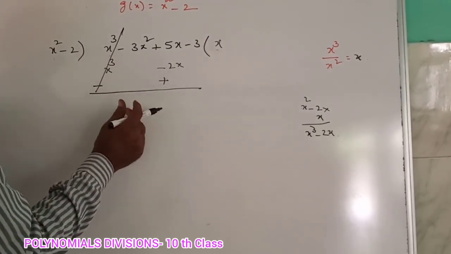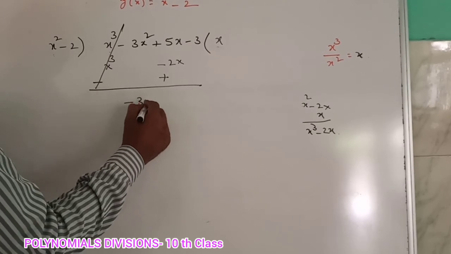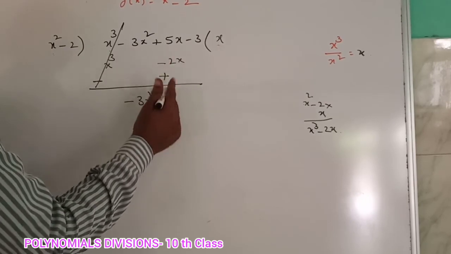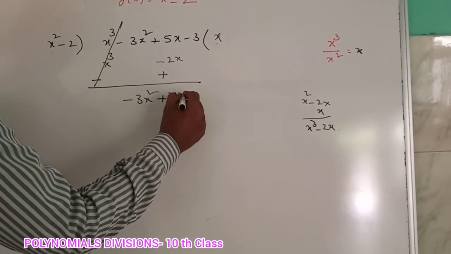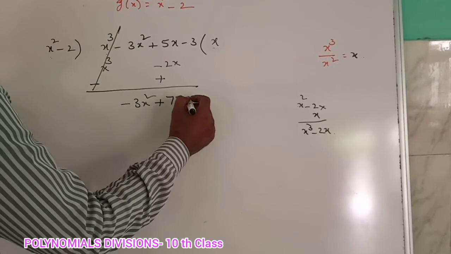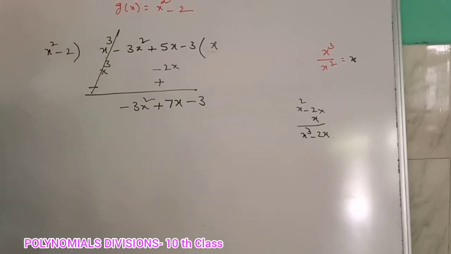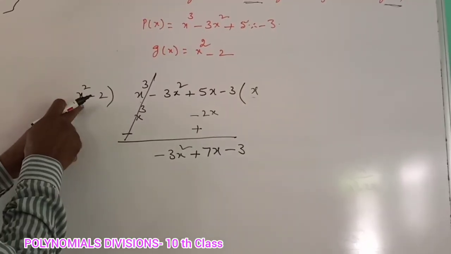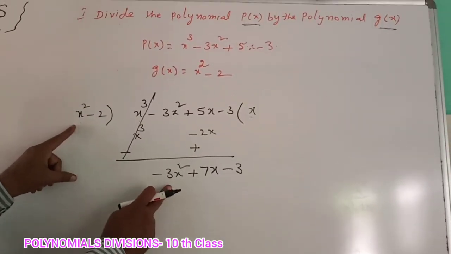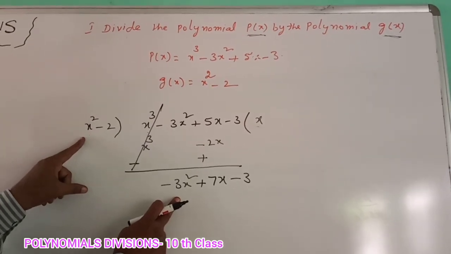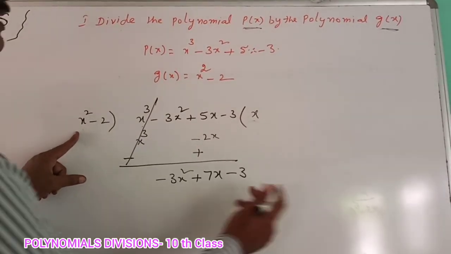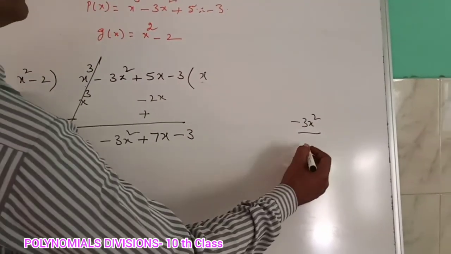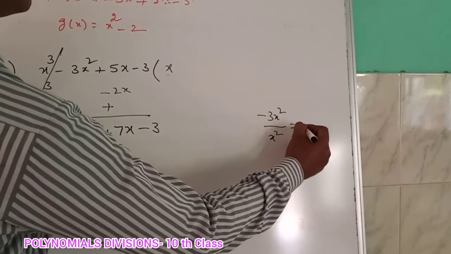What is remaining? Minus 3x square, write that down. Plus 5x plus 2x is 7x, and minus 3 is also written down. Now which term multiplied by x square is equal to minus 3x square? Minus 3x square by x square, the x squares cancel out, equal to minus 3.